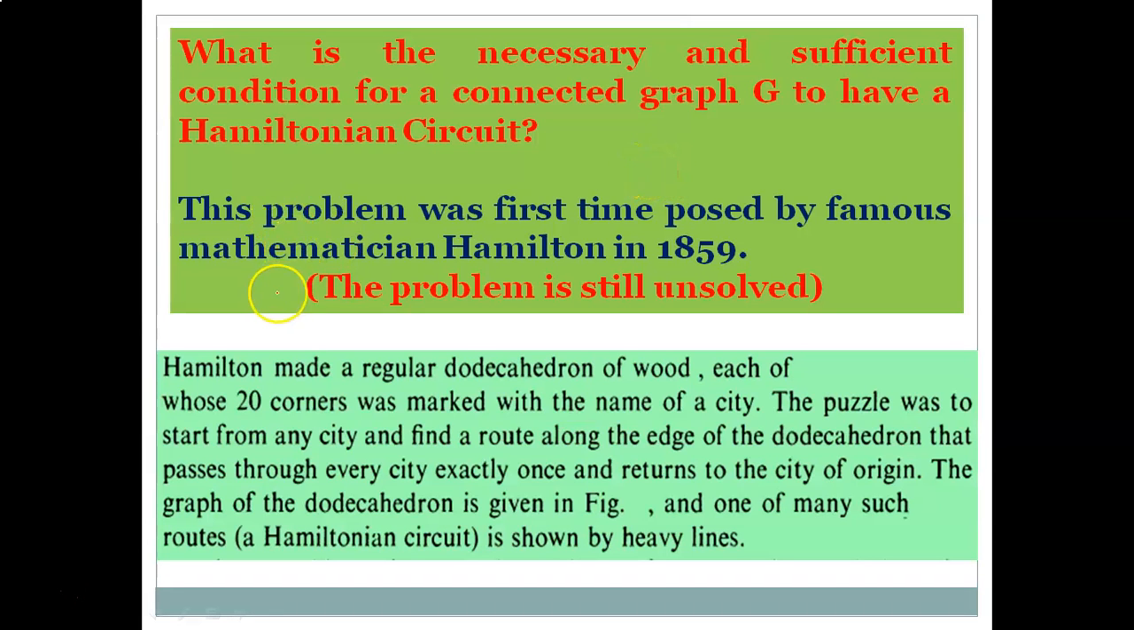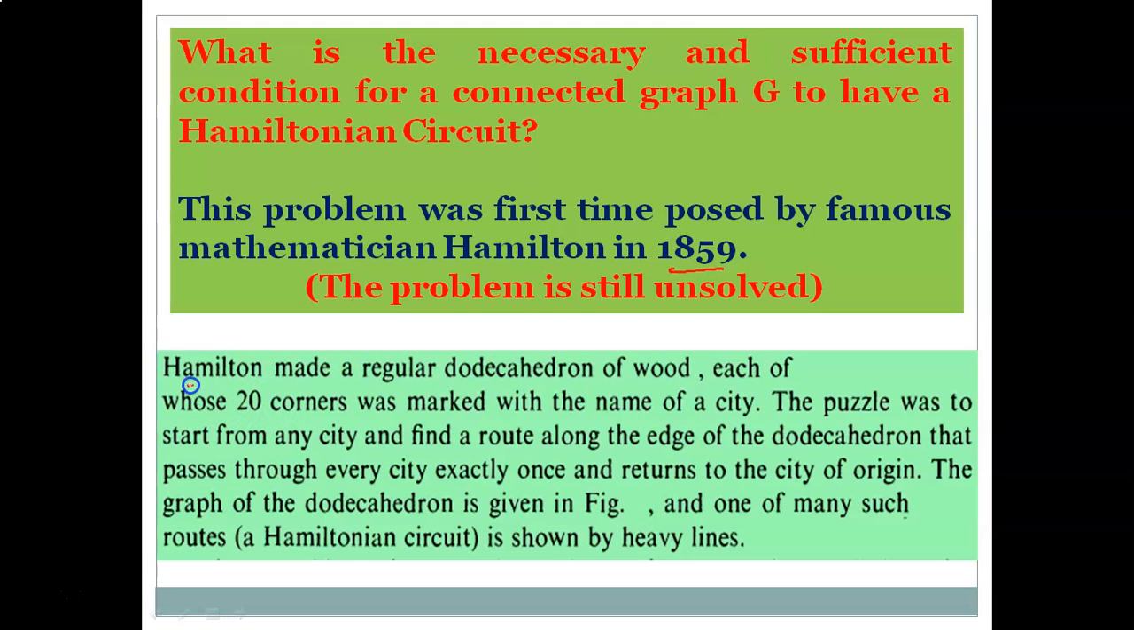Now, one problem was raised by the famous mathematician Hamilton in 1859. What is the necessary and sufficient condition for a connected graph to have a Hamiltonian circuit? That kind of fixed result was not obtained so far, so this problem still remains unsolved. The problem was first proposed by Hamilton in 1859.